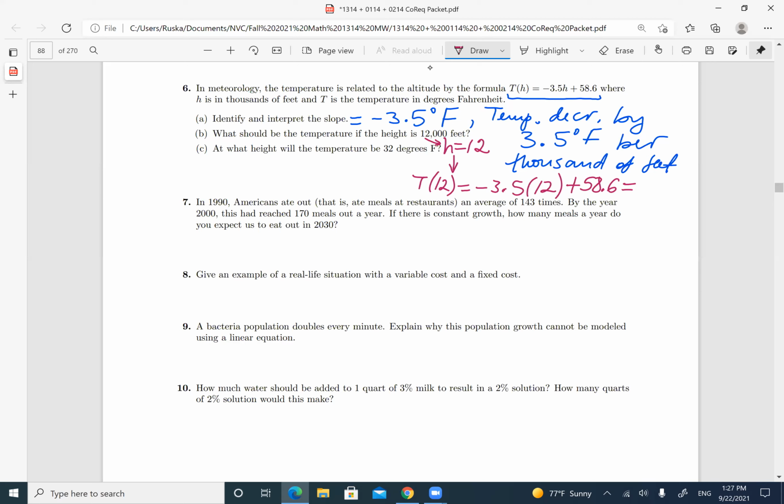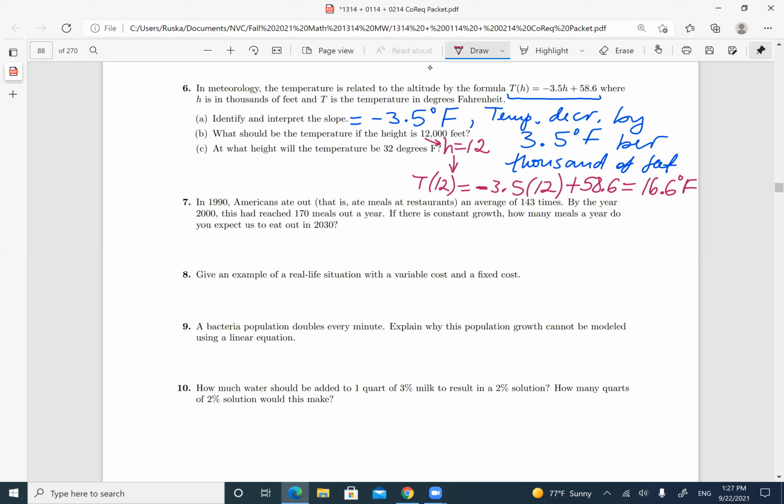So I have negative 3.5 times 12. That's negative 42, right? And you're adding 58.6. It should be 16.6. When you multiply those you get a negative, and then when you add this positive, it's going to be 16.6 degrees Fahrenheit. Everybody get that? So that was the answer for B.